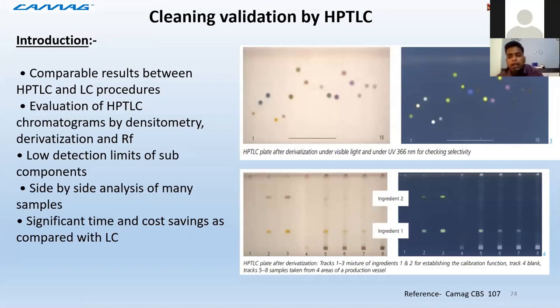So this is the cleaning validation. If they observe any bands or fractions, you can say this is not clean, or if there are no fractions or extra bands present, you can say that it is clean. That, so comparable results between the HPTLC and LC procedures.